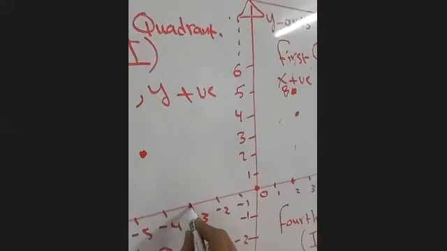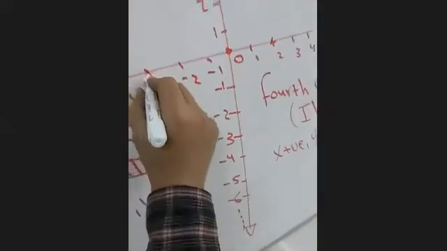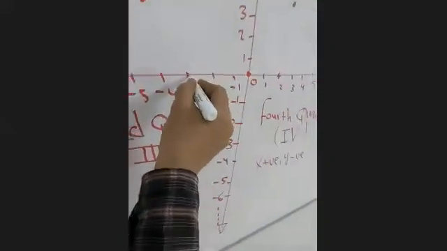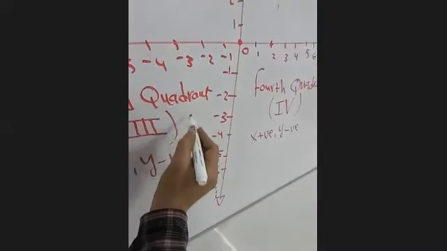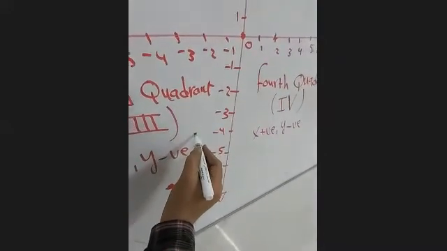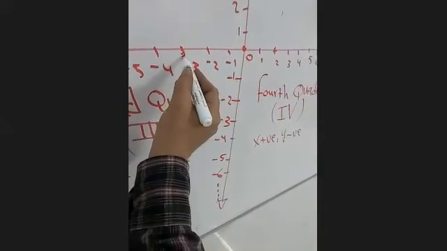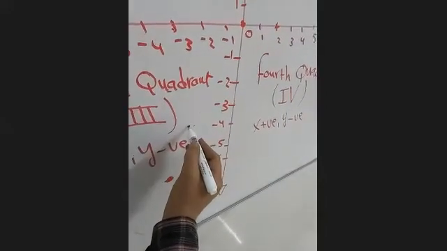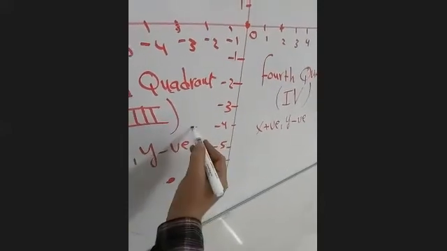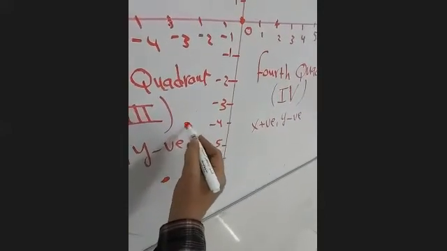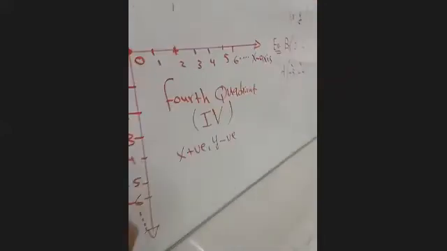Where is -4 in the y? Up or down? It is down. So I will go from -3 down until I get -4. When you see -4, put your point here. What do we call this point? The name of the ordered pair, which is A. So here I will write A.